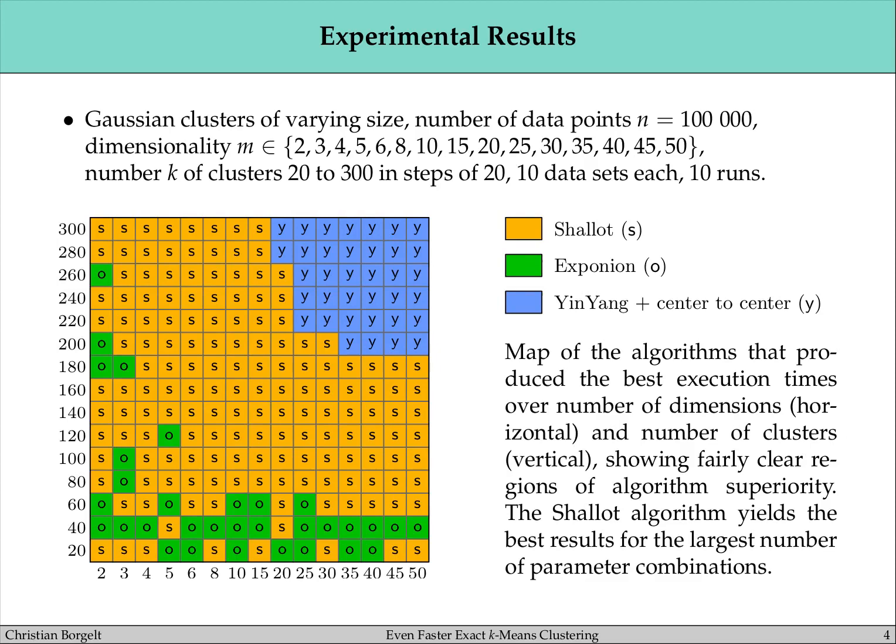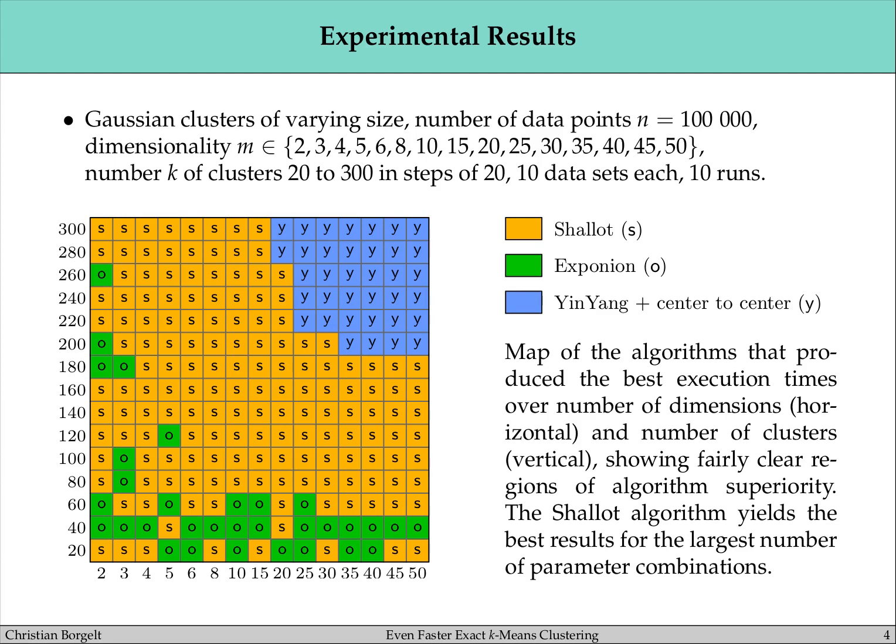As a result, I obtained this map, which shows for each combination of number of dimensions on the horizontal axis and number of clusters on the vertical axis, which algorithm performed best. Only the Shallot algorithm, which was developed in this work, the exp-onion algorithm, on which it improves, and the yin-yang algorithm are able to win parameter combinations. And for these, there appear to be fairly clearly delineated regions of algorithm superiority. For low dimensionality of few clusters, there is no clear decision between the Shallot and the exp-onion algorithm.